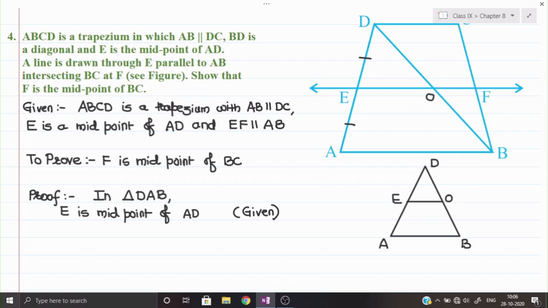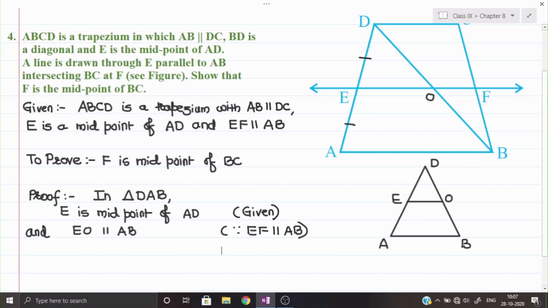So see, already it is in the given. We have mentioned EF is parallel to AB. So if EF is parallel to AB, part of EF will also be parallel to AB. So we'll write down EO is parallel to AB. Here the reason we will give is since EF is parallel to AB. That is given in the question.